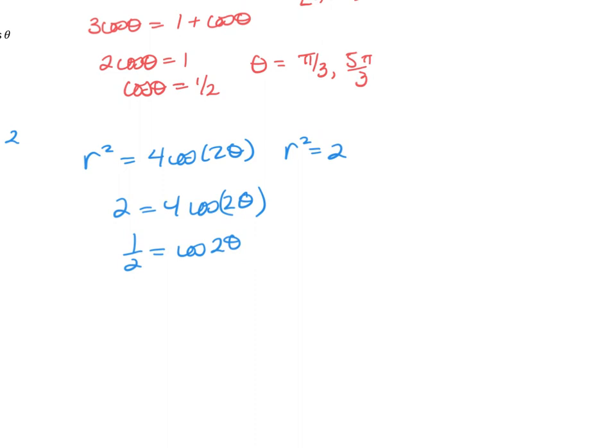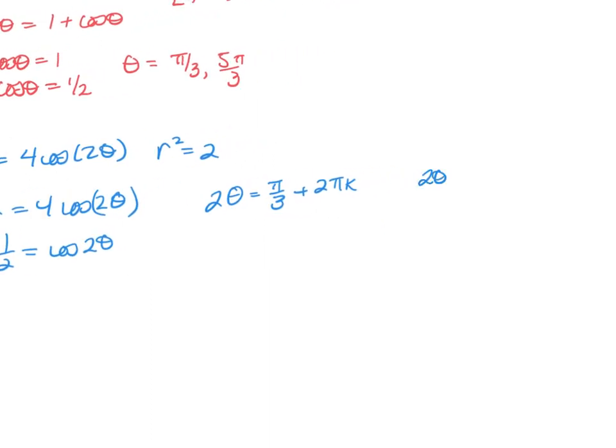Now this is going to be different than my last one. My theta is going to be equal to pi over 3 still, plus 2 pi k. The reason I have to do this is because my angle is not singular, it is a double angle. So 2 theta is equal to pi thirds plus 2 pi k. And of course, we have 2 theta is equal to 5 pi thirds plus 2 pi k. And we know that theta then is equal to pi over 6 plus pi k, and then theta is equal to 5 pi over 6 plus pi k.